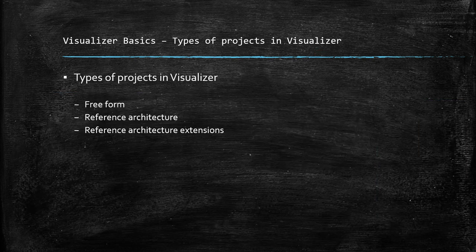So these are the various types of projects that you can create inside Visualizer. Freeform type of project, reference architecture type of project, and reference architecture extensions type of project. We'll learn more about reference architecture extensions type of project in the upcoming videos.